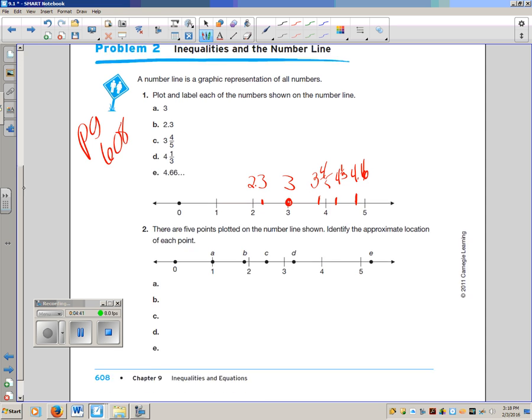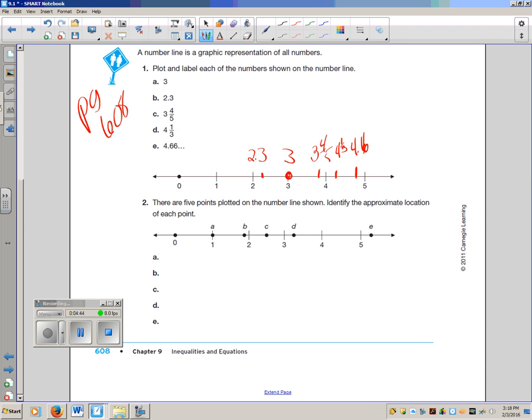Number 2. There are 5 points put on the number line. Identify the approximate location. A, it's tricky. 1. B, less than 2, but close. You can use decimals, you can use fractions. I'm going to use decimal. I'm going to say 1.9. C, looks pretty close to the halfway mark. All right, 2.5. D, it's kind of close to a third. We could put 3 and 1/4. And then E right here, let's say 5.2. Just reviewing number lines right now, getting into the inequalities.